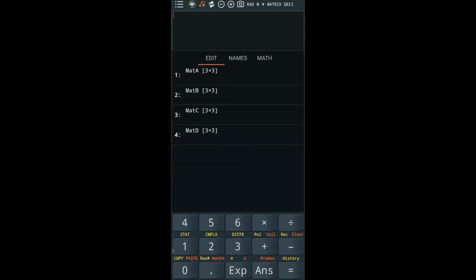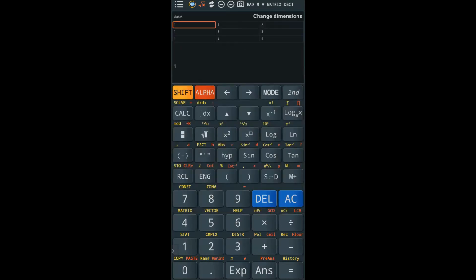So I will select matrix A with 3 by 3 size and edit it. Initially I have 1, then 1, then 2, right? Then I have 1, then 4, then 0.5. Then again 1, then 3, then 4. Is it okay? 1 1 2, 1 4 0.5, then 1 3 4. Right?